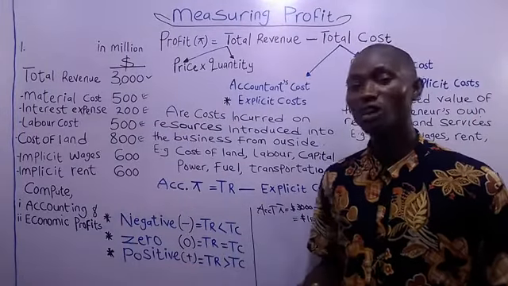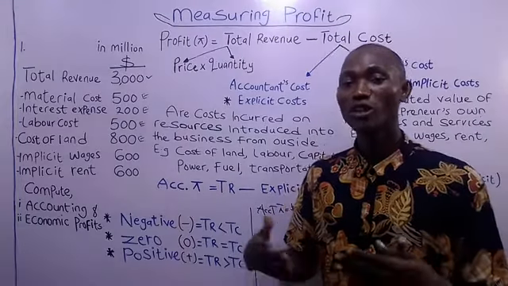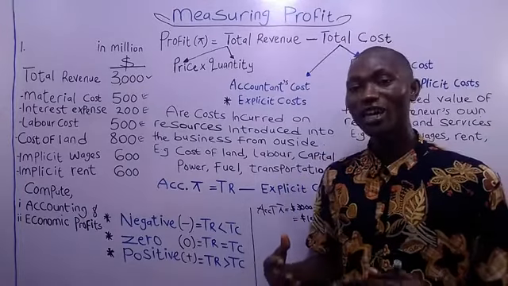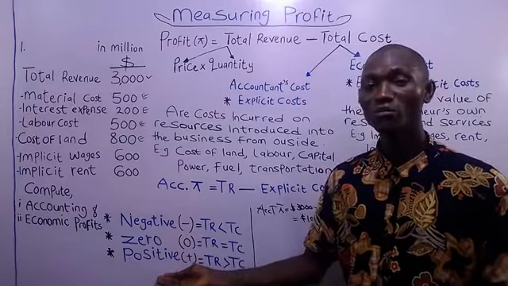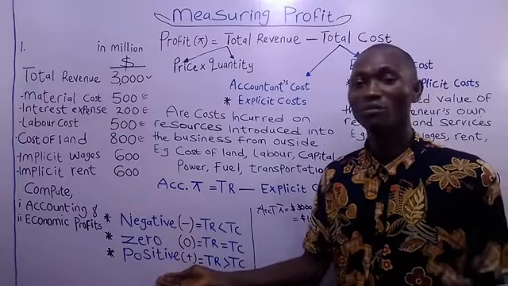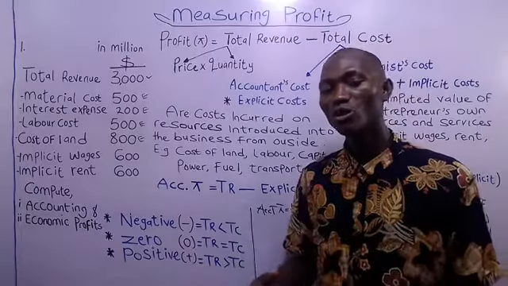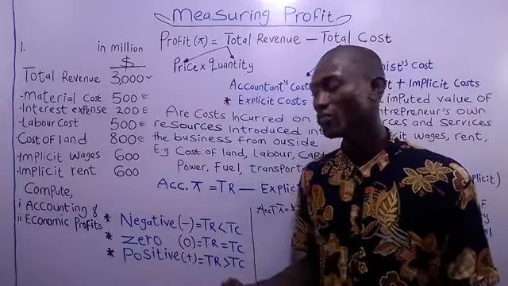And positive economic profit means that the firm is making a supernormal profit. Supernormal profit means that the firm is making a high positive economic profit. And supernormal profit, or high positive economic profit, is a characteristic of a monopolist. Monopolist means a single seller having many buyers.